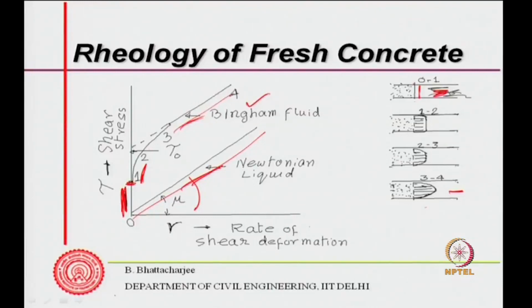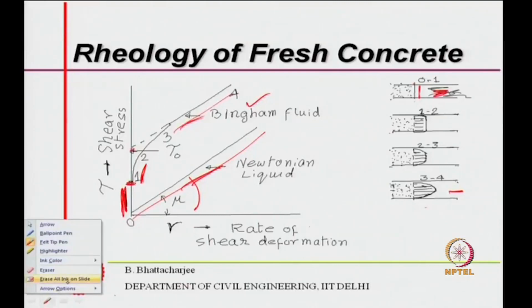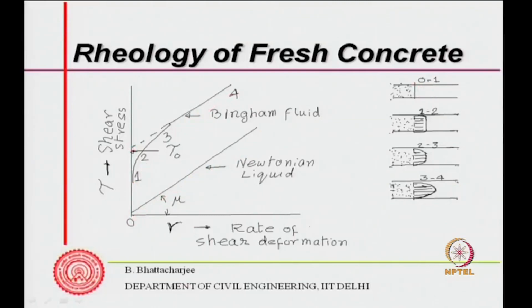If I extend this line, this point is called the yield shear stress, tau 0. So two properties are important: tau 0 and this slope. This slope is mu, the viscosity.